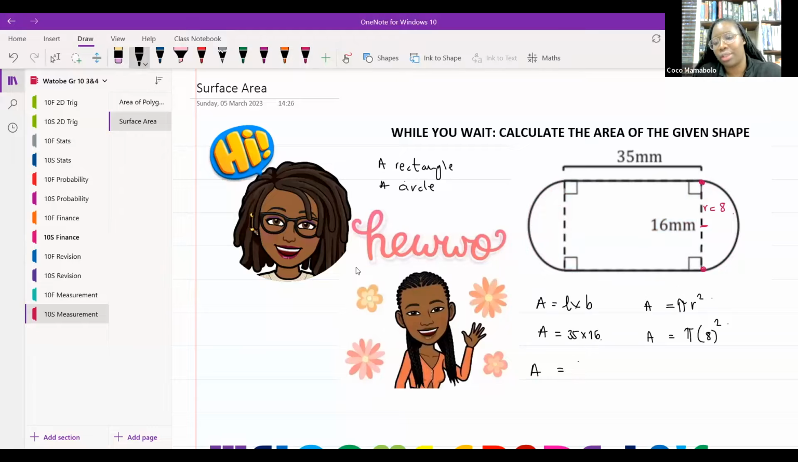So the total area is going to be 35 times 16 plus pi times 8 all squared, which would give me 300 and something. Squared gives me 761.06, not 66.06. So 761.06 millimeters squared. There we go. That's the answer we're going to get.